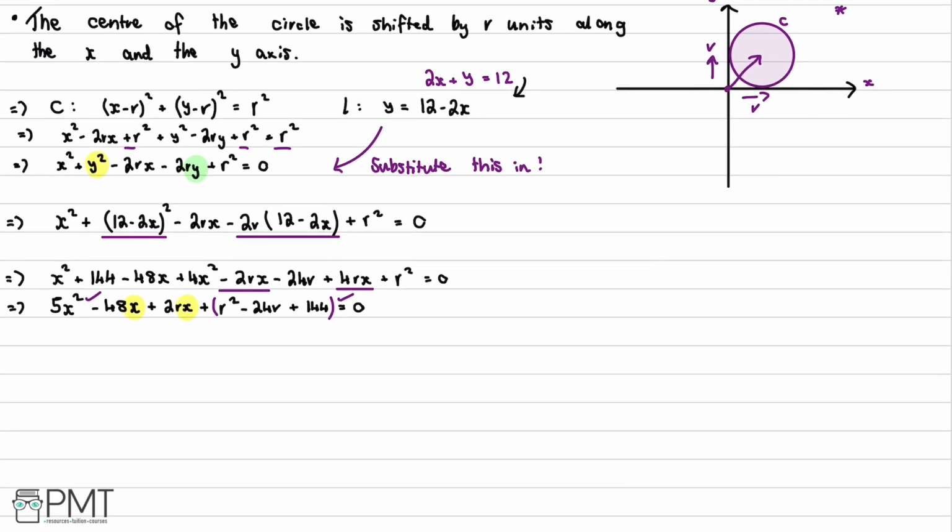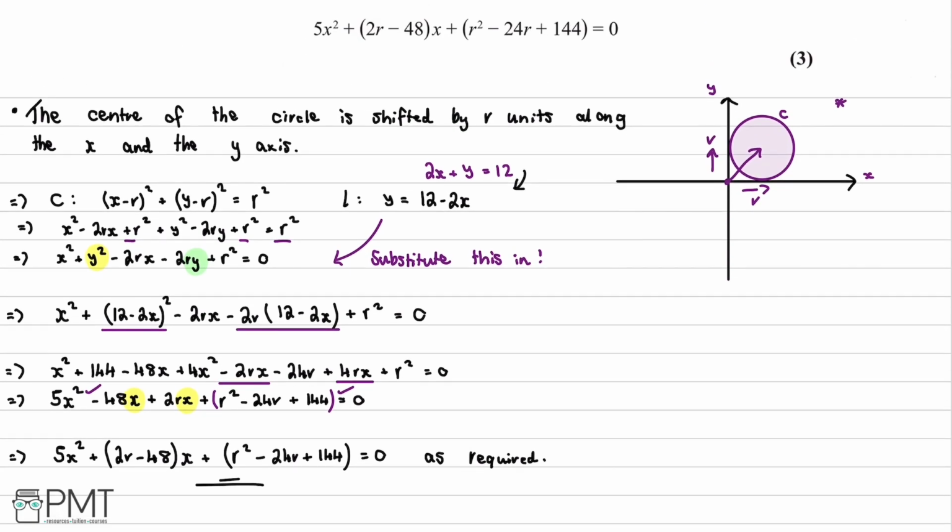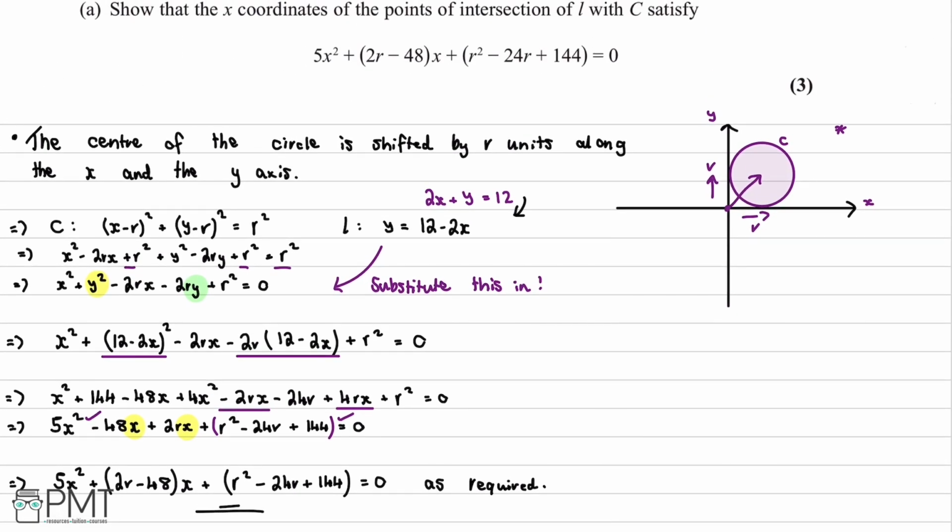So therefore, this is going to give us the required answer that we're asked for. So we have our 5x squared that remains the same. So now what do we do? Well, we want to take x out as a common factor. So that is going to leave us with 2r minus 48, we multiply it by x, and then we have our term r squared minus 24r plus 144. And to be like it's in the question, we'll pop our brackets in there, and that's all equal to 0. And that is the answer that the question asks for. So we'll write in "as required". Therefore, we have completed this question, and I'll now go over where we picked up our marks.